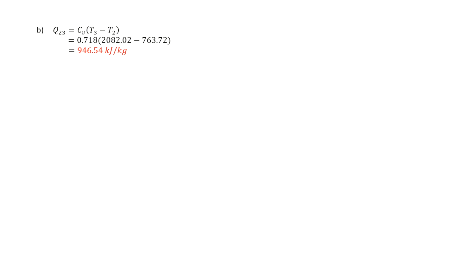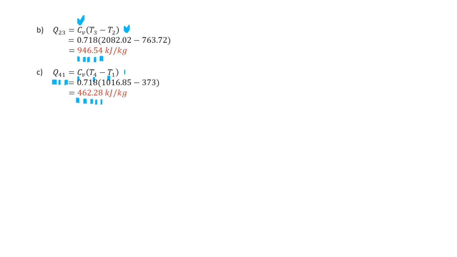Okay, first thing is your heat supply. Here is your heat supply. Remember, we use this Cv (T3 minus T2) for air, Cv standard 0.718. So you can find out heat supply as this. Then for heat rejected, again Cv (T4 minus T1) this time. Then you can find 462.28 kilojoules per kg. That's your heat rejected.